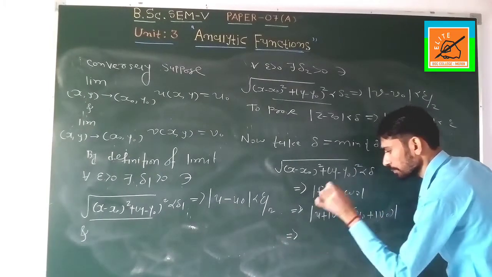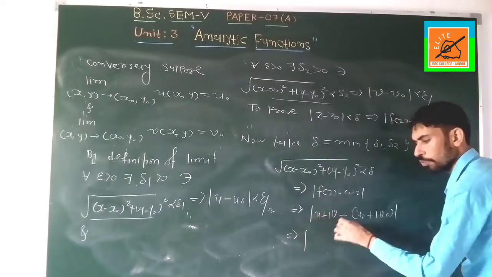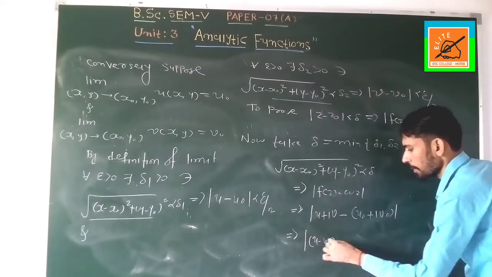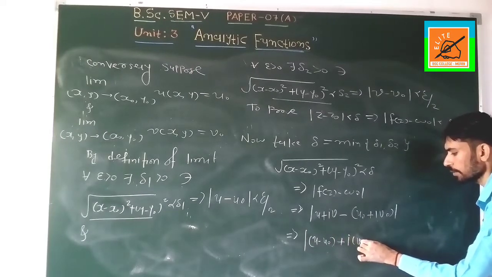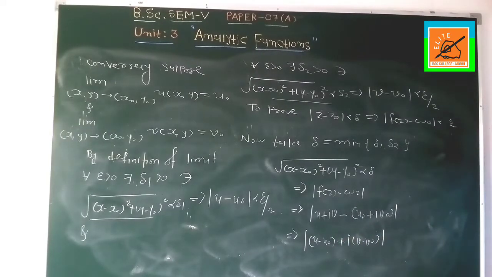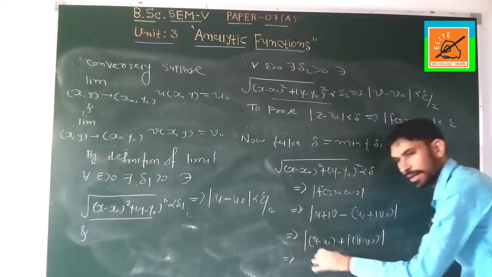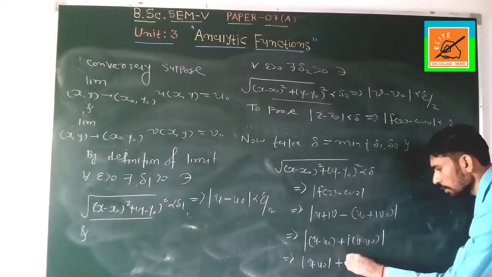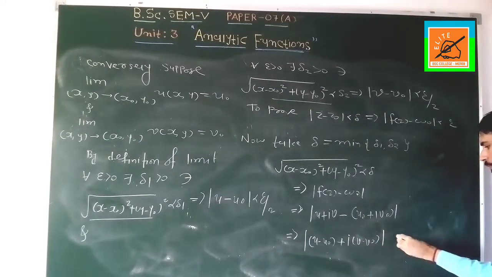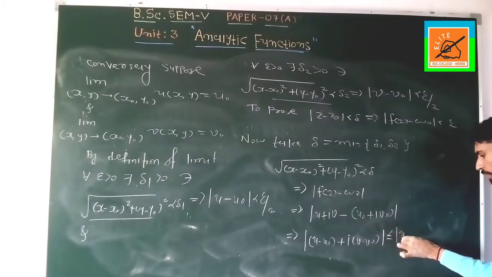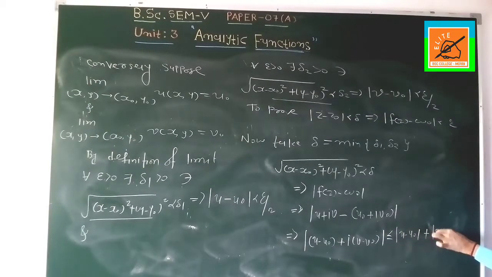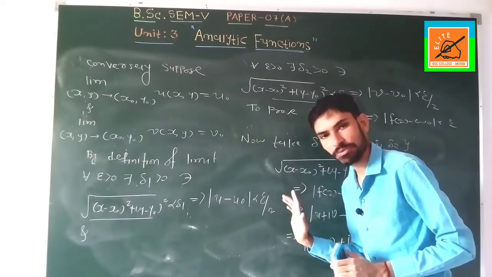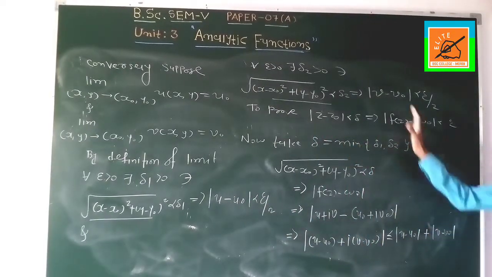implies we can write as u minus u0 plus i times v minus v0. Again we apply our inequality. We can write as the modulus of u minus u0 plus i v minus v0 less than or equal to mod u minus u0 plus mod v minus v0. Now what is the value of u minus u0? As we know, value of u minus u0 is less than epsilon by 2 and value of v minus v0 is less than epsilon by 2.